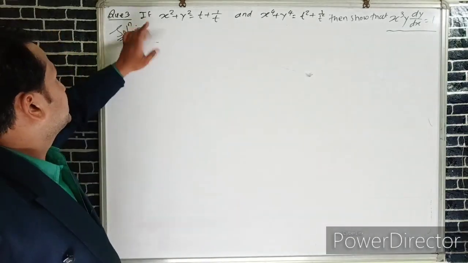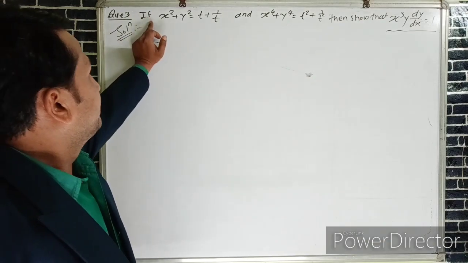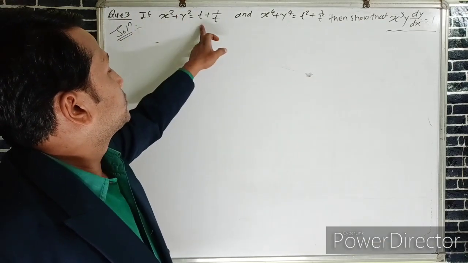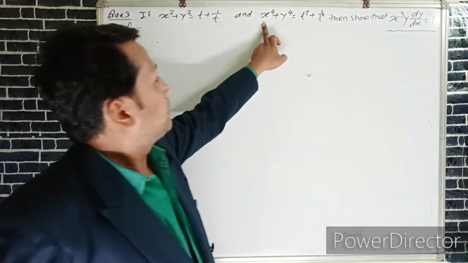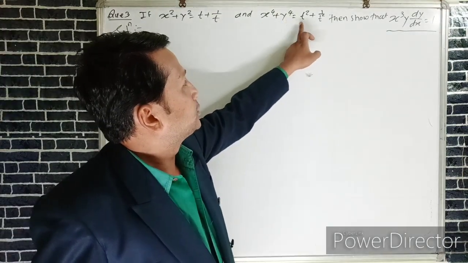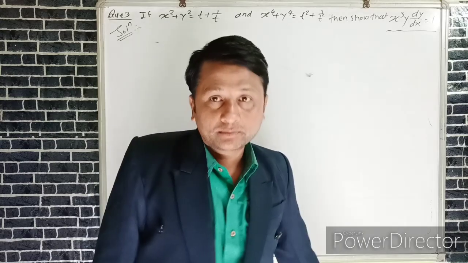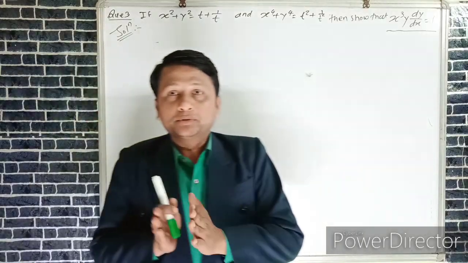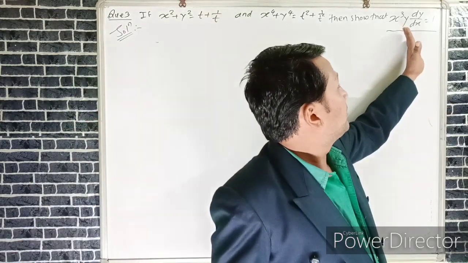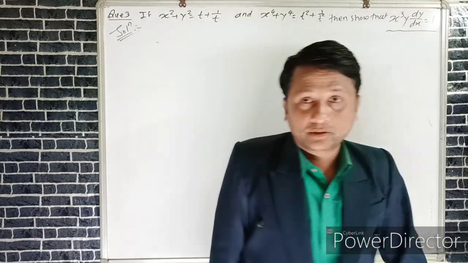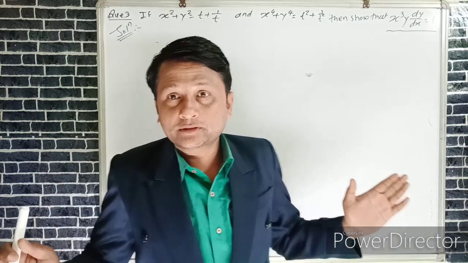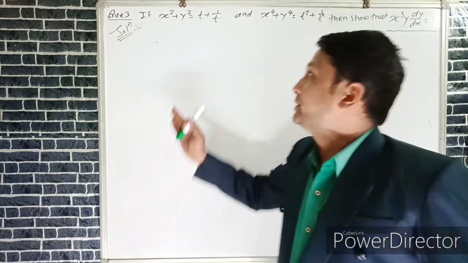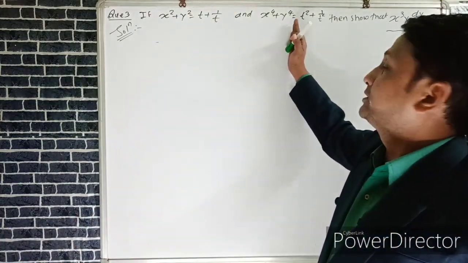Next example, which is question number 3, is if x square plus y square is equal to (t plus 1) by 2t, and x raised to the power 4 plus y raised to the power 4 is equal to (t square plus 1) upon t square. Here we have to prove that x cube y into dy by dx is equal to 1. Here the parameter t is totally removed from these functions. The given function is in the form of implicit functions.